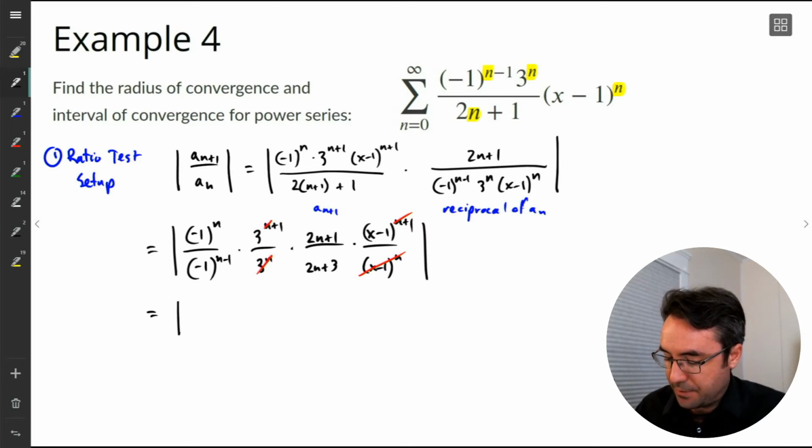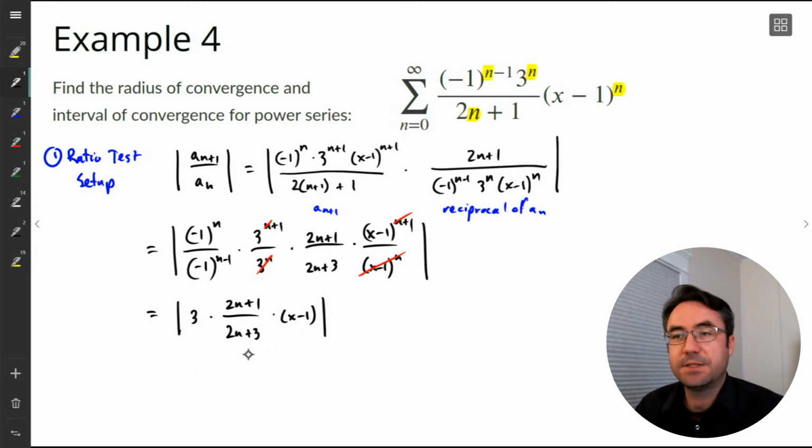we're going to have 3 times 2n plus 1 over 2n plus 3 times x minus 1, all inside the absolute value. And now the 3 here is positive. The 2n plus 1 over 2n plus 3 is positive. And the only thing we don't know is this x minus 1. We don't know what x is. Conceivably, this value here, x minus 1, could be negative.